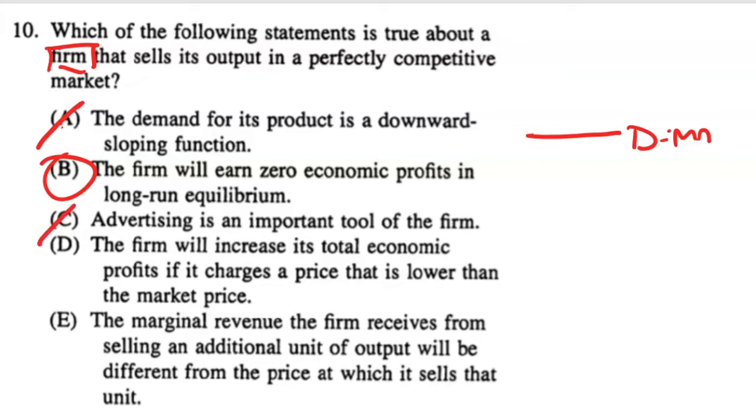C is incorrect because there is no advertising. D is incorrect, right? Because they can't change their price. They're price takers, not price makers. And so they're going to take the price that the market dictates, or the equilibrium market price. And E, the marginal revenue the firm receives from selling an additional unit will be different than the price. Well, we know that isn't true, right, because our marginal revenue is the same thing as our price. So all this is basically leading us to B as in boy being the correct answer.